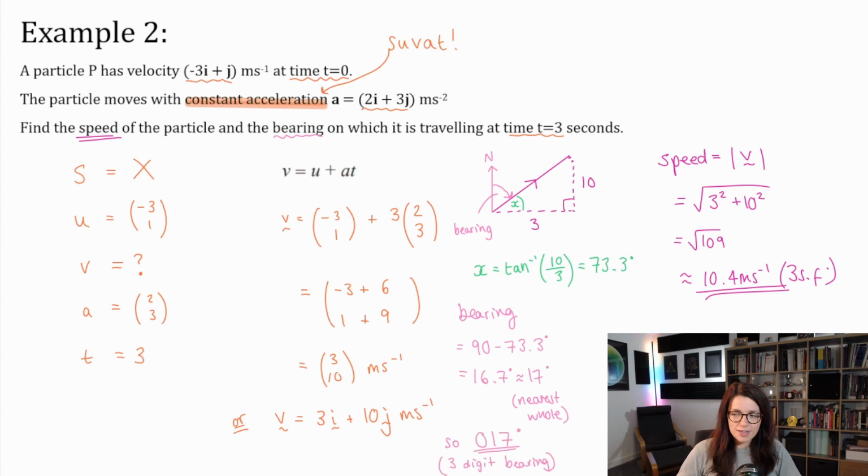And that's it. I just want to go back and emphasize this fact that speed is the magnitude of the velocity vector. That's really important. There's also a similar fact to do with distance. So there's that one, and distance is in fact the magnitude of the displacement vector. So just bear that in mind whenever you see those words speed and distance when you're working with vectors.